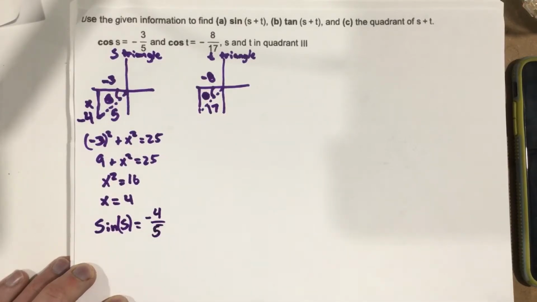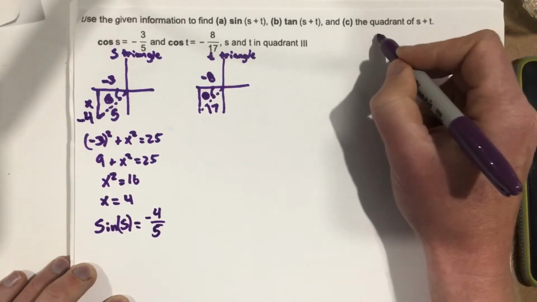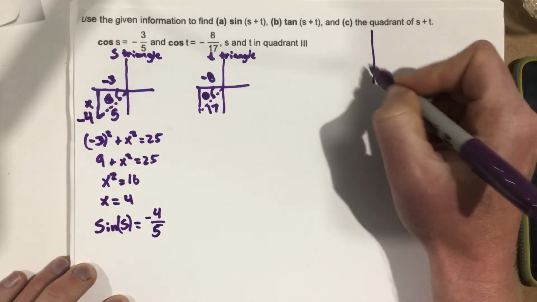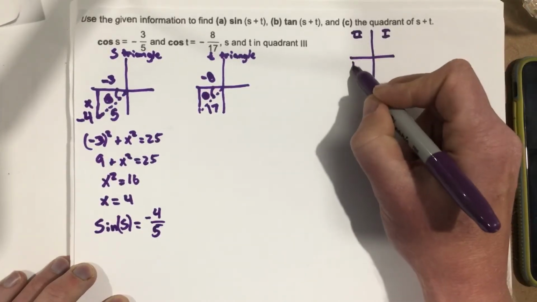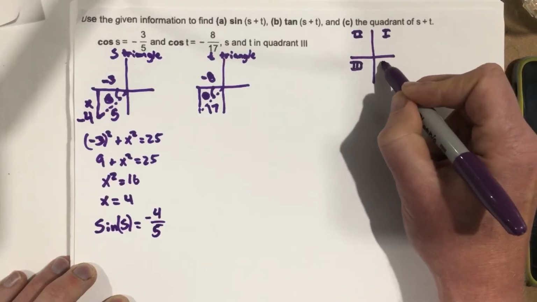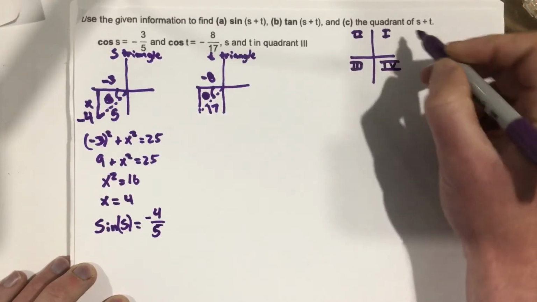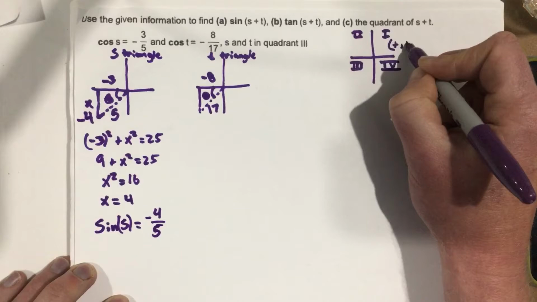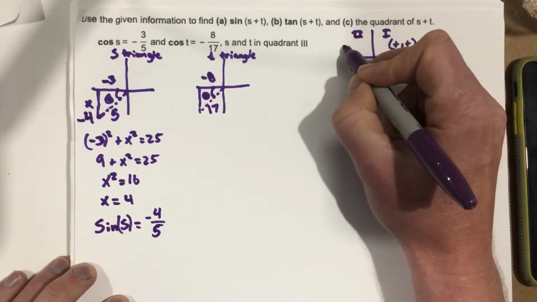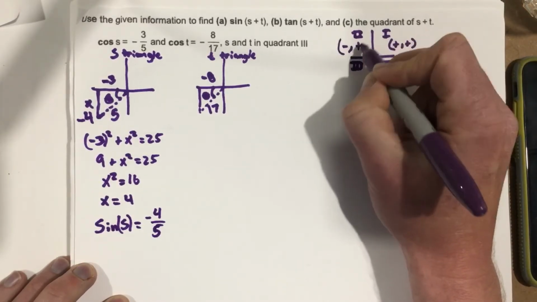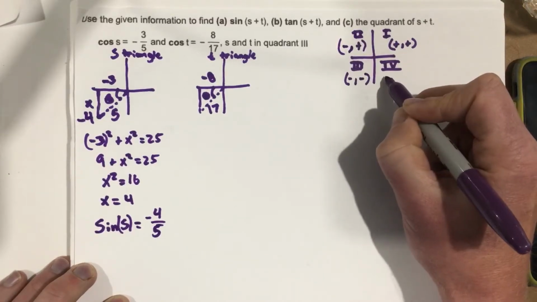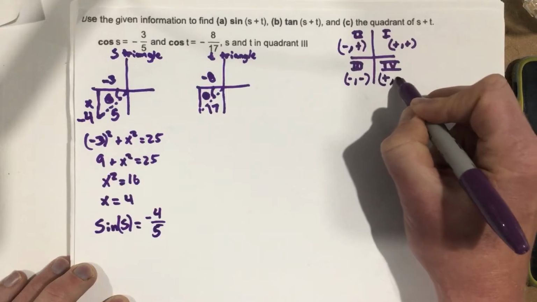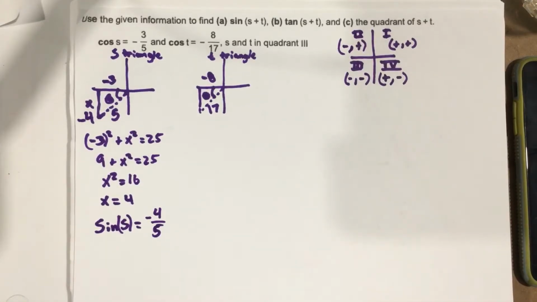I know that to be true because we're in quadrant 3, and we know in quadrant 3, we can draw those out here. We know quadrant 1, 2, 3, and 4. They're both positive in quadrant 1. We've got cosine being negative here in quadrant 2. They're both negative in quadrant 3. And then we've got cosine being positive and sine being negative in quadrant 4.